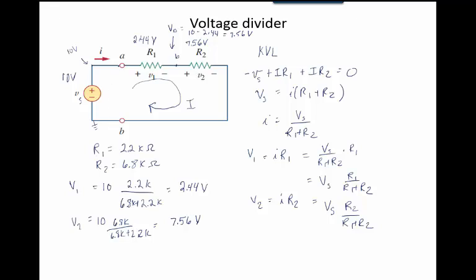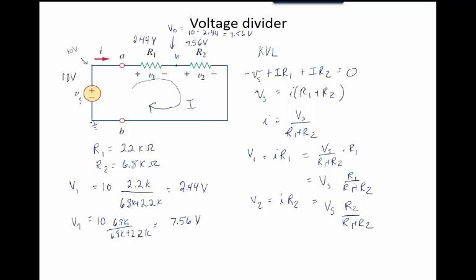Between here and here, I see 10 volts. Between here and here, I see 2.44 volts. So voltage across this resistor is 7.56. So I start at 10, I drop by 2.44 down to 7.56. I drop 7.56, I'm back down to 0 volts. So that chassis ground you could have put right after R2. I can call my reference point any place I want.